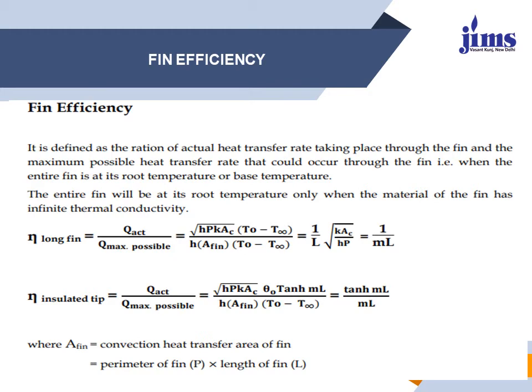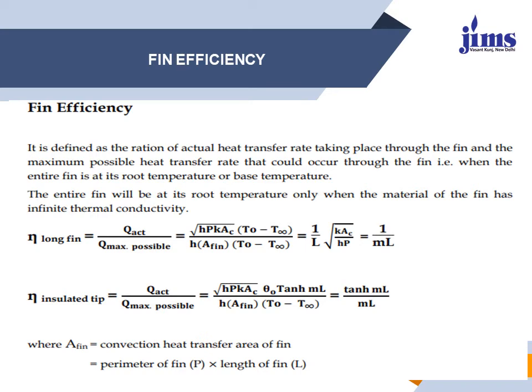So mathematically the efficiency of the fin is denoted by eta. Eta is equal to Q actual divided by Q maximum possible heat transfer. So mathematically Q actual is equal to under root of hPkA_cs times (T naught minus T infinite), and Q maximum possible is equal to h multiplied by area of fin multiplied by (T naught minus T infinite). So finally we get the efficiency of the fin is equal to 1 upon mL, where m is a mathematical constant and L is equal to the length of the fin.